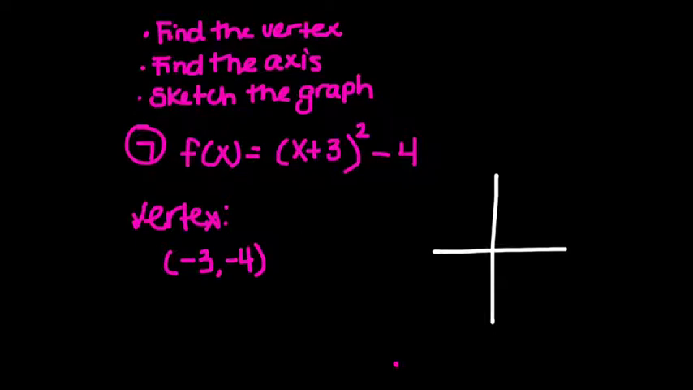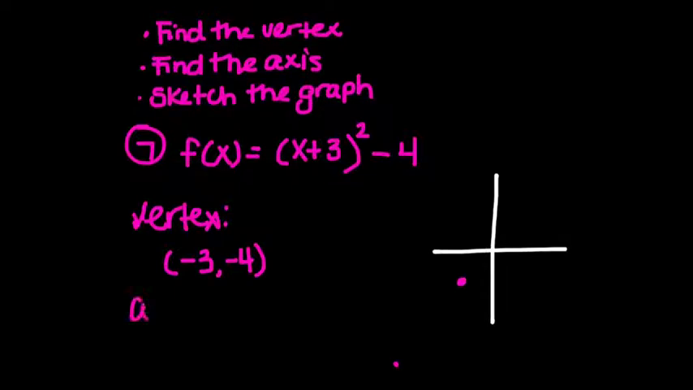If I plot -3, -4, it is somewhere in the third quadrant. I know that because the a value, or the value that's in front of the parentheses, is positive, in this case there's nothing written, so it's understood to be a positive 1, that my parabola is going to open upward.